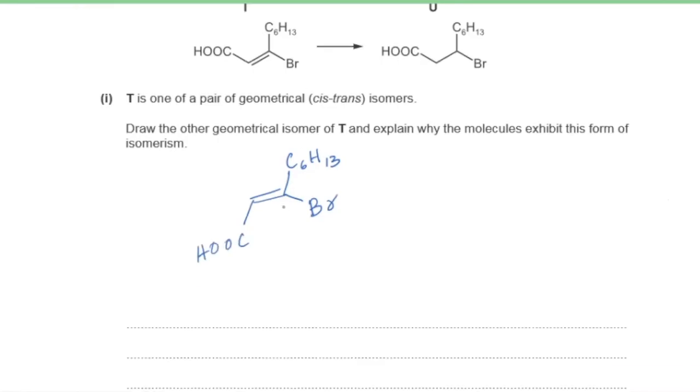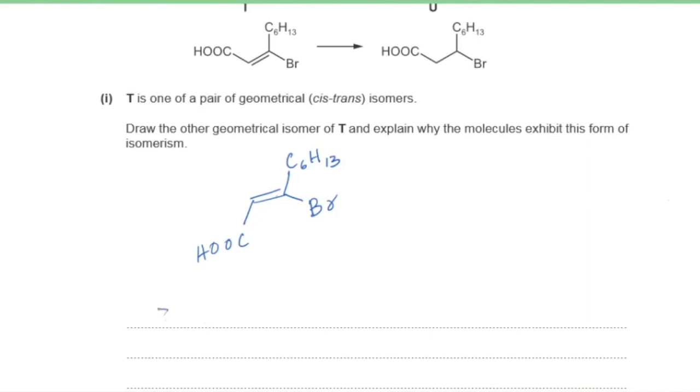So these two structures exhibit cis-trans isomerism because they have got 2 different groups of atoms attached to each carbon atom of the C=C double bond. This carbon atom is attached to a C6H13 and 1 Br atom, while this carbon atom is attached to 1 carboxylic acid group and a hydrogen atom. So each carbon atom in a C=C double bond is attached to 2 different groups of atoms, and that's one property of geometrical isomers. And the other one is that there is restricted rotation about the C=C double bond.